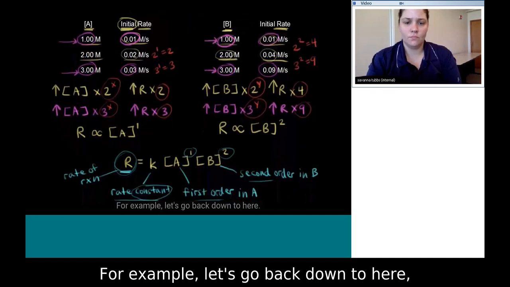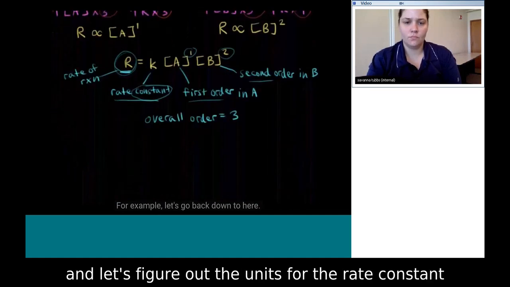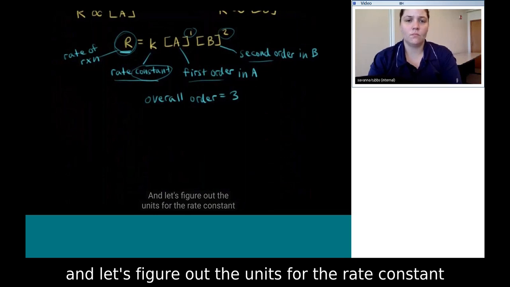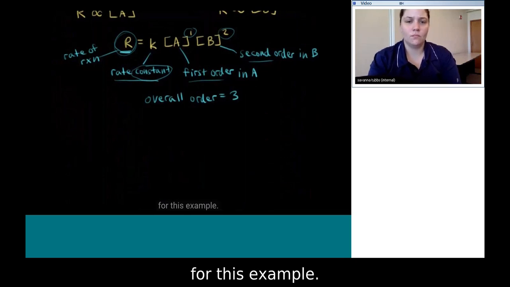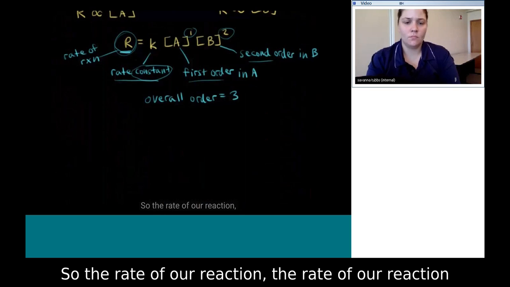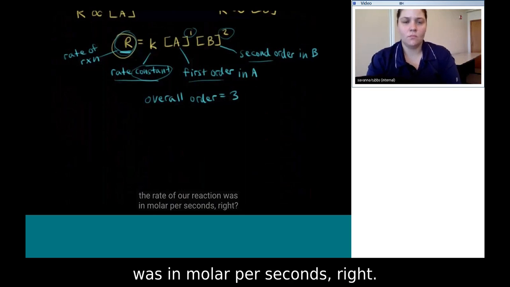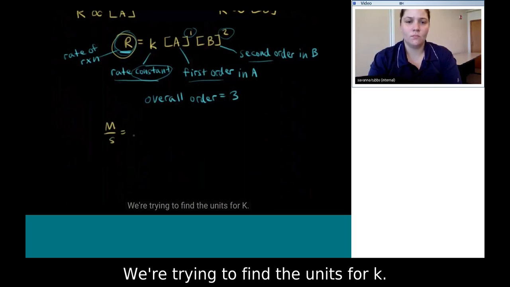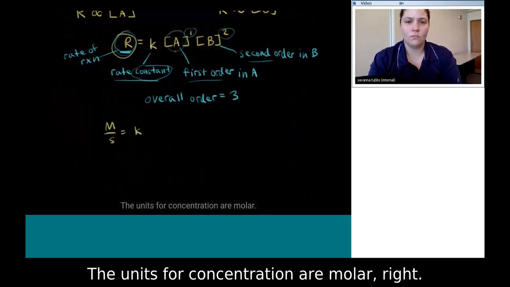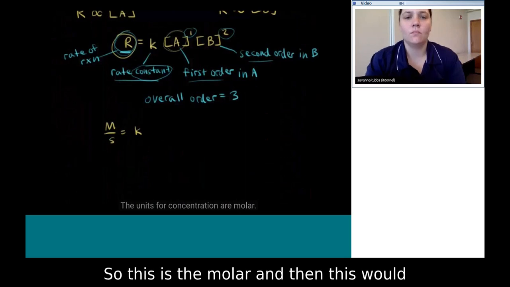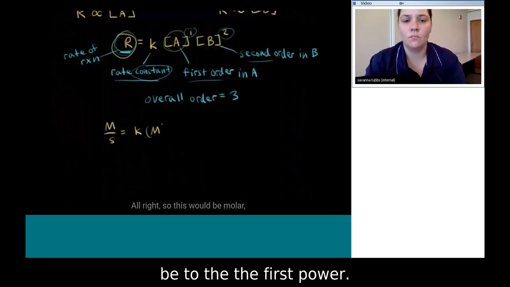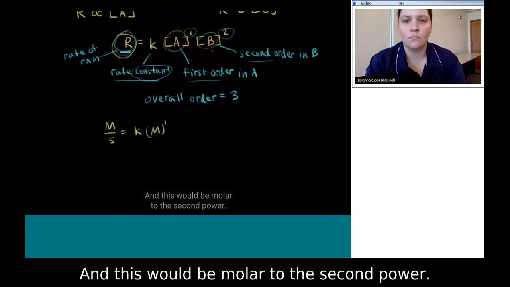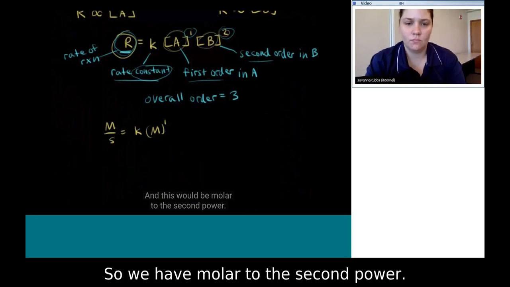For example, let's go back down to here, and let's figure out the units for the rate constant for this example. So the rate of our reaction was in molar per second, right? This is molar per second. We're trying to find the units for K. The units for concentration are molar, right? So this would be molar to the first power, and this would be molar to the second power. So we'd have molar to the third power.